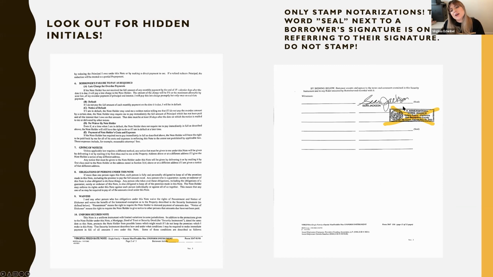The word seal next to a borrower's signature line is simply referring to their signature. So when I see this, there's only one lender that I know that will accept this. Everybody else will say, get that form re-signed. And it may cause a delay and everybody's grumpy, right? So don't go stamp happy.